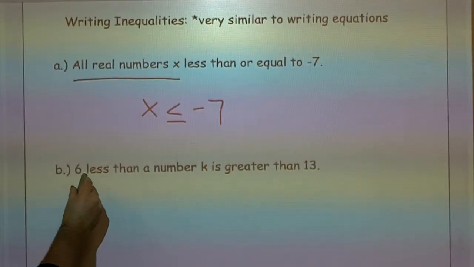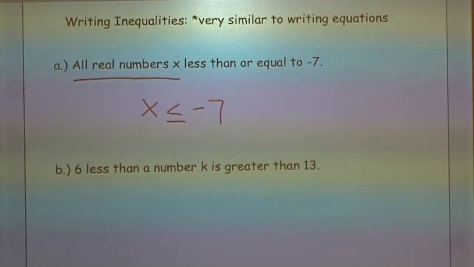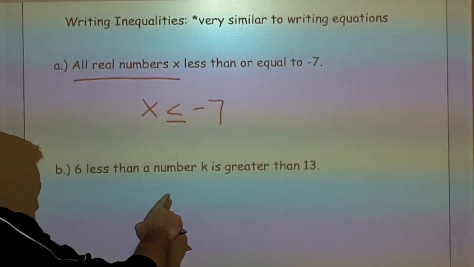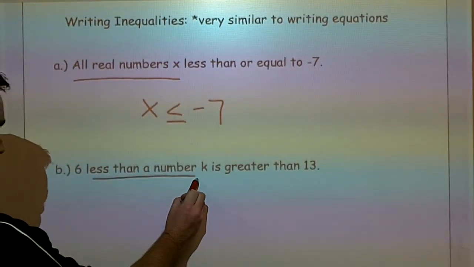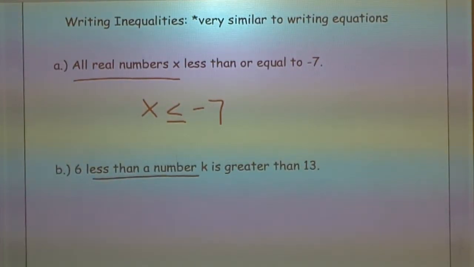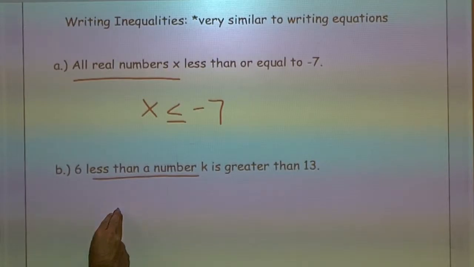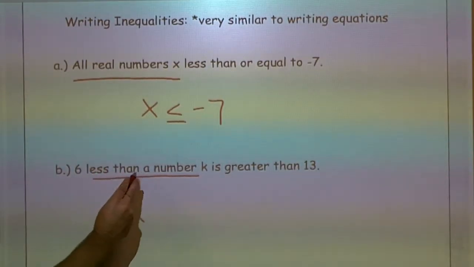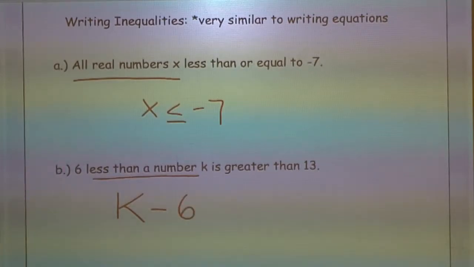Letter B, 6 less than a number k is greater than 13. Now this one can be a little tricky because it says 6 less than a number k. We need to examine the difference between "less than a number" and "6 is less." So 6 less than a number k, we're going to start with that k, and since we're taking 6 less than that number, we would say k minus 6.